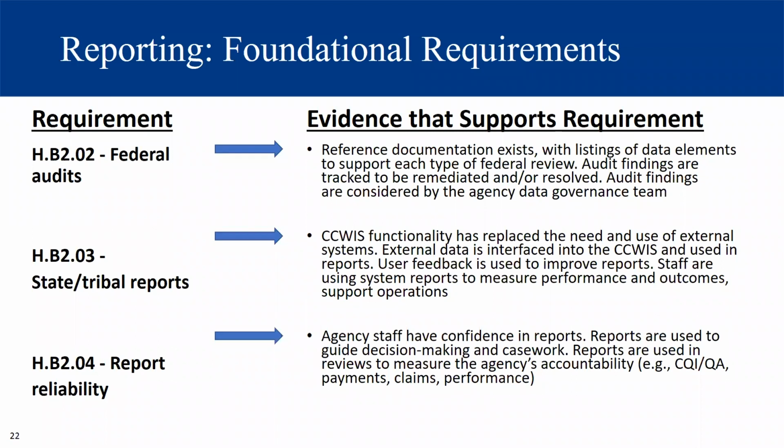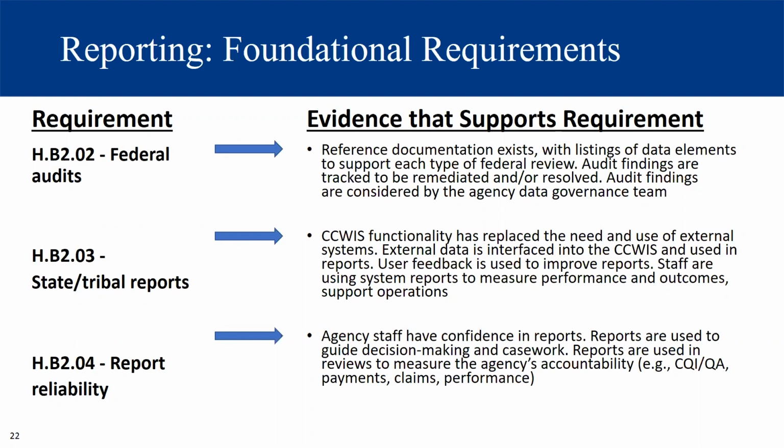Some examples of this evidence the agency might consider are reference documentation exists with listings of data elements to support each type of federal review. Audit findings are tracked to remediated and/or resolved. Audit findings are considered by the agency data governance team.